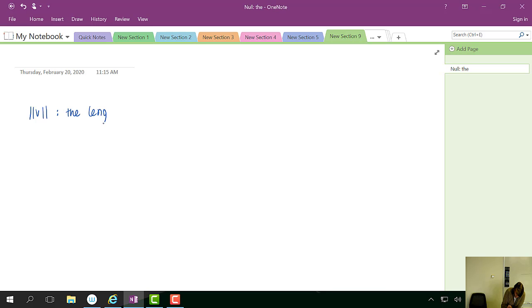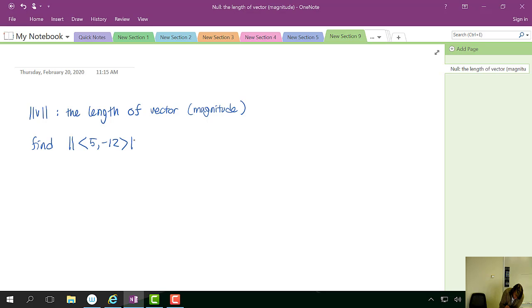Are you familiar with the notation like double bar absolute value of v? Is that magnitude? That's magnitude, right? Like the length of a vector. And if I asked you to find the length of this vector, 5, -12, would you know how to find that?